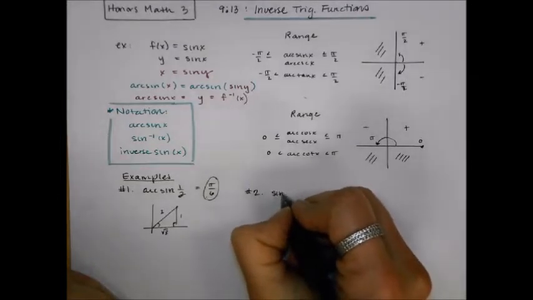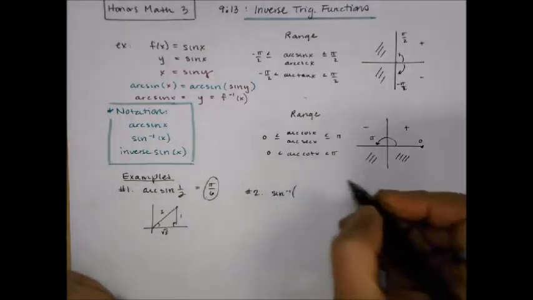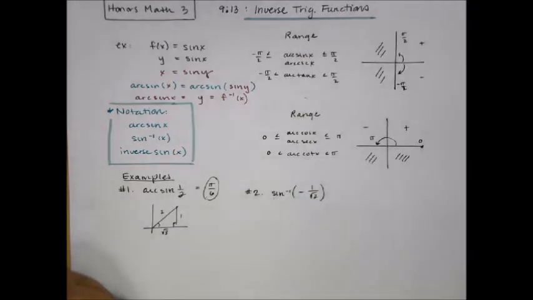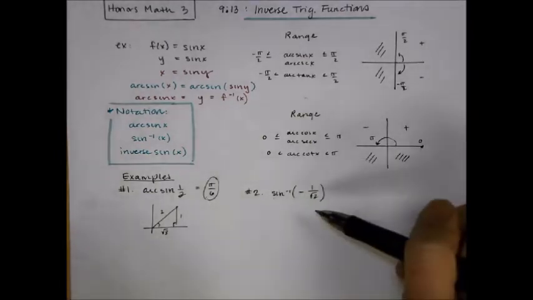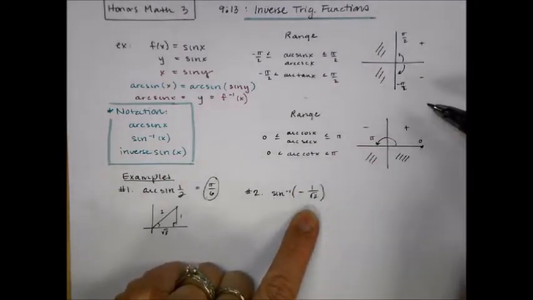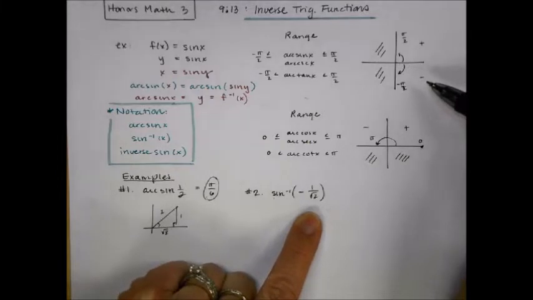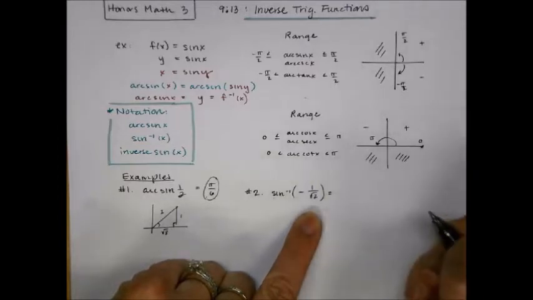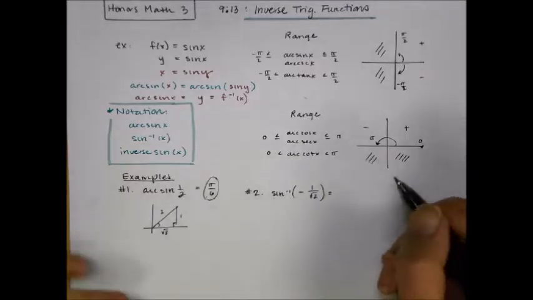So number 2, inverse sine of negative 1 over root 2. Now you'll notice the number inside is negative for inverse sine. So we'll be working here in quadrant 4, which means my answer is between 0 and negative pi over 2. So my answer should be a negative angle. So we're going to draw it out. We know it's in quadrant 4.